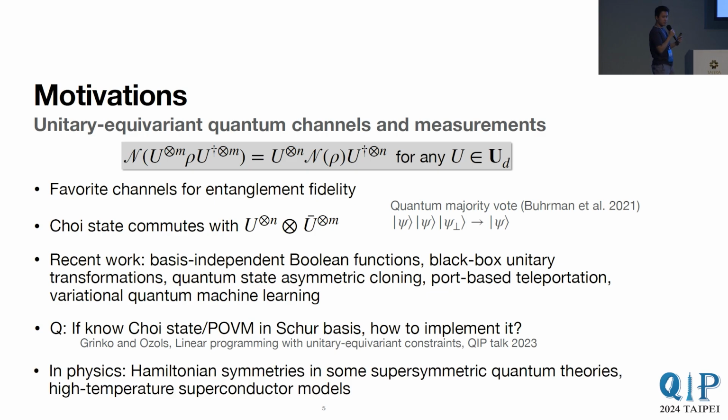And another motivation not directly related to quantum information is that this mixed tensor representation turns out to be the symmetries of several interesting Hamiltonians in supersymmetric quantum mechanics and some condensed matter models that are believed to be toy models of some types of high temperature superconductors.